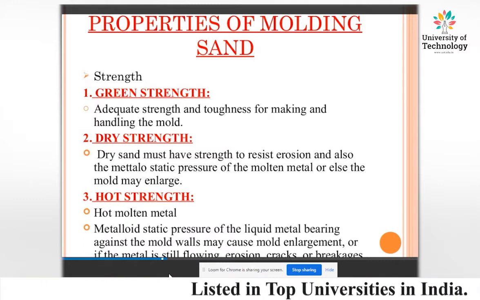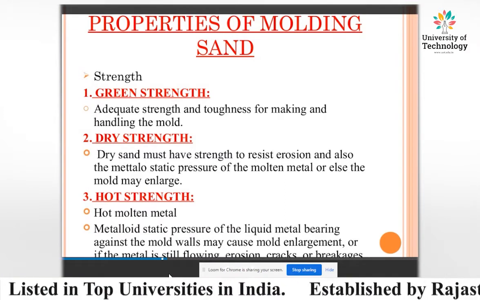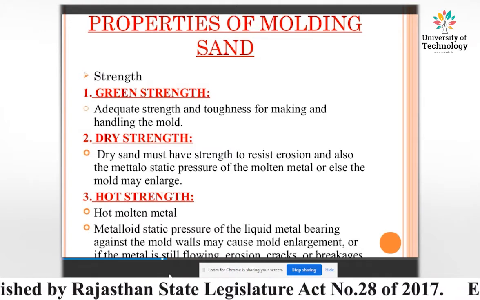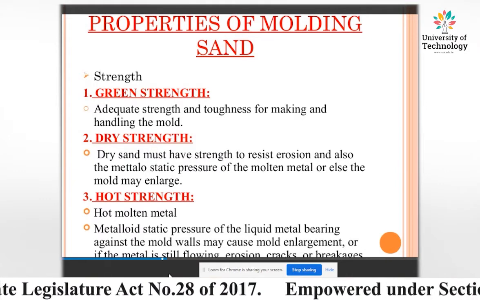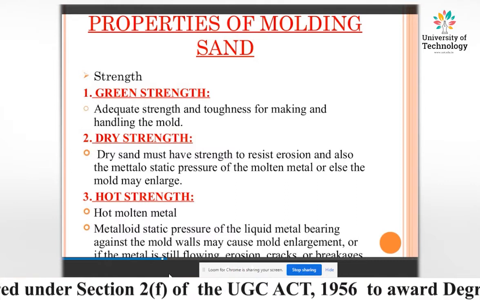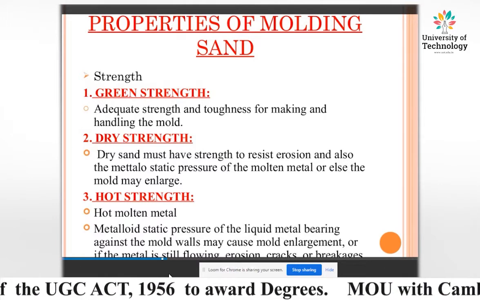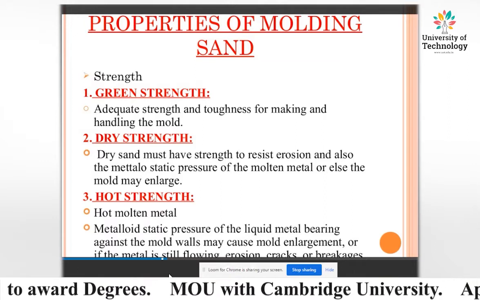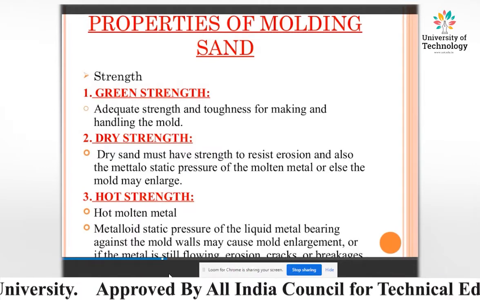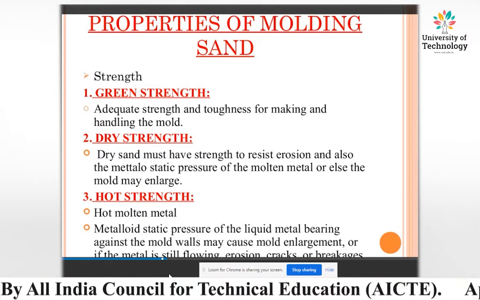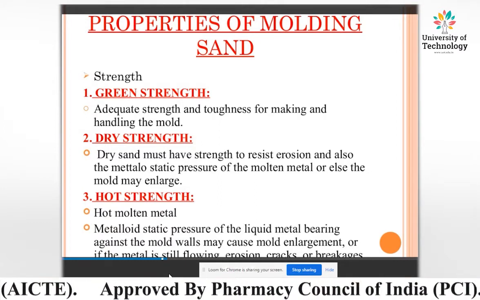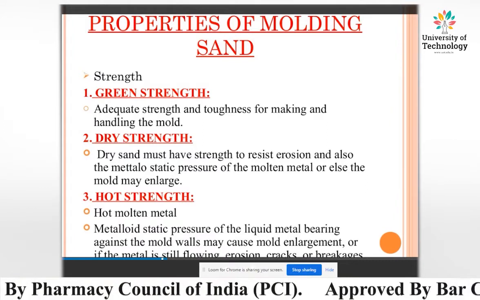And the third one, hot strength. The meaning of hot strength is related to hot molten metal. Metallostatic pressure of the liquid metal bearing against the mold wall may cause mold enlargement, or if the metal is fast flowing, erosion, cracks, or breakage, inducing freezing of the molten metal. That is the meaning of hot strength.